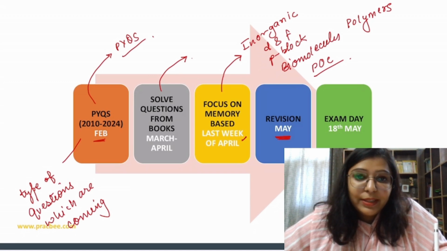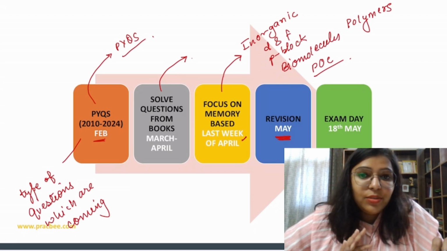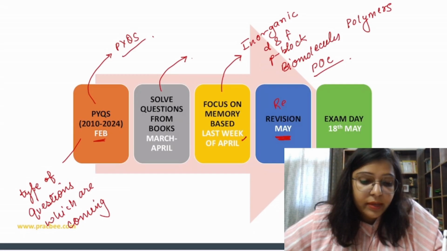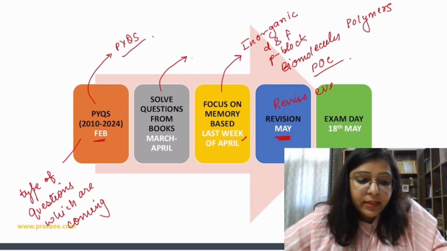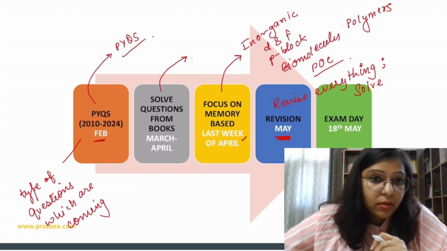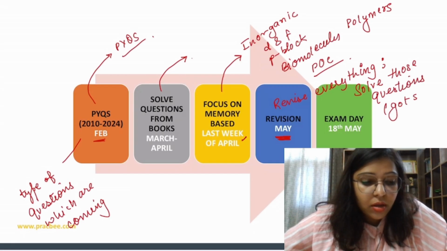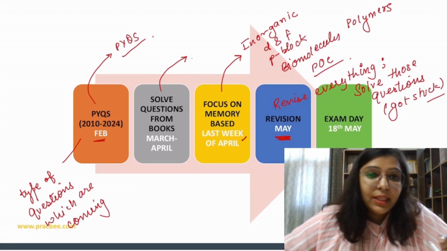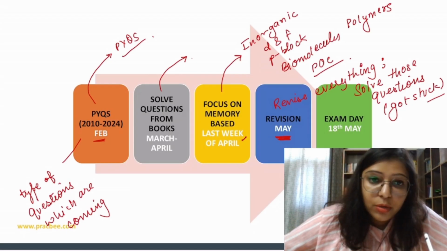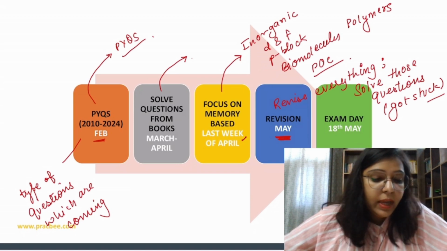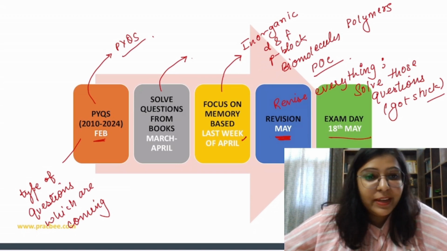April is over. Now it's May. So you have only 18 days. What you need to do is revise everything. You have to solve those questions in which you got stuck. In that way, you can have the clarity whether you are able to solve that type of question or not. And then on 18th May, just go and give your exam.